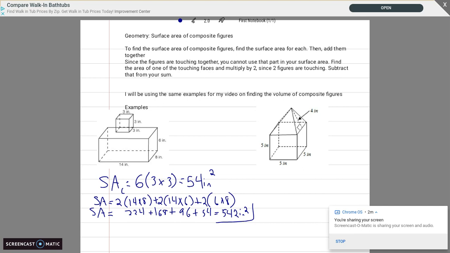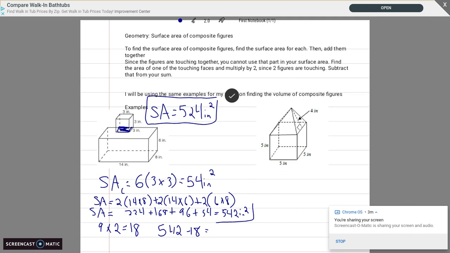I have to find this area right here, the one that I just colored in blue. Because it's on the cube, it is 3 times 3, which gives me an area of 9. But I have 2 of those, so I multiply it by 2 and get 18. Now all I have to do is subtract 18 from 542 to get my total surface area. So my total surface area for this shape is going to end up being 524 inches squared.